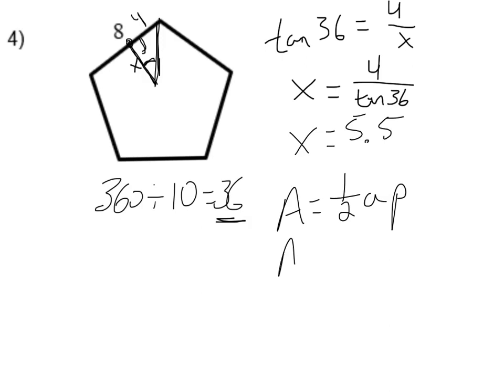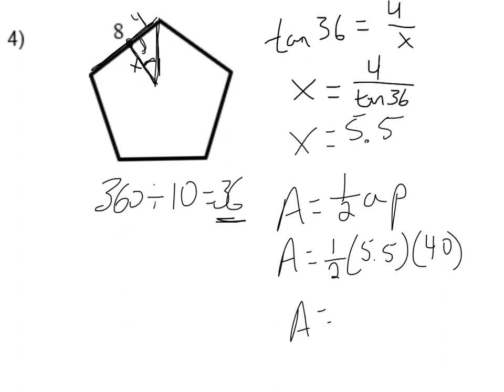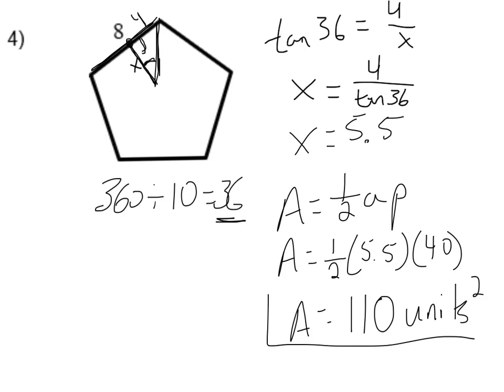So now I know my apothem is 5.5, so now I can go to my area formula, 1/2 apothem times perimeter. Area equals 1/2, my apothem is 5.5, about, again, that's an approximate, times the perimeter, so one side was 8, there's 5 sides, so my entire perimeter is going to be 40. So 1/2 of 40 is about 20. 20 times 5.5 is going to be 110. Again, no units, so I'm just going to write units squared here, and that is my answer.